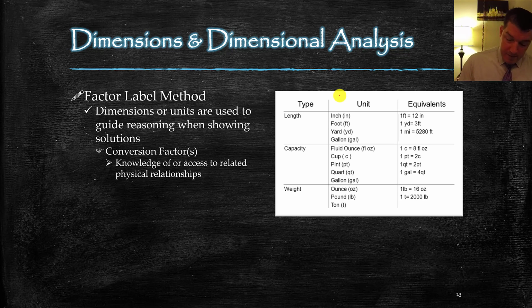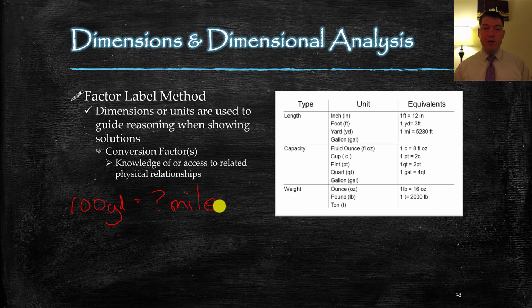So for instance, let's say that we have 100 yards and we want to know how many miles is equal to 100 yards, or how much of a mile is in a football field. Is a football field longer than a mile or shorter than a mile? Hopefully you know it's considerably shorter than a mile just by some general knowledge, but perhaps you didn't and you wanted to be able to confirm or show that.